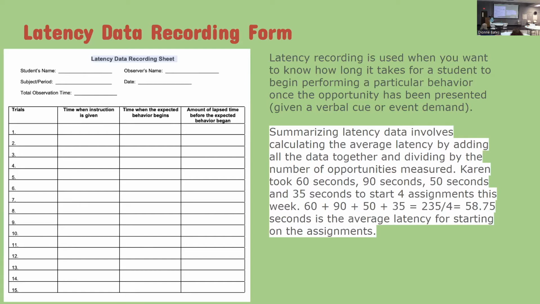So if we're waiting and we're using this latency recording, we're going to add all that data together over here in this column. Like one time she took 60 seconds. One, she took 1.5 minutes. One was a little less than a minute. One was 35. And that's for 4 assignments this week. So we're going to take all that together. We've got a 60, a 90, a 50, a 35. And we're going to calculate that just like we would do an average, right? We're going to add those together and divide by the number of data points that we have. So we know it was 58.75 seconds was the average latency for starting on the assignments.